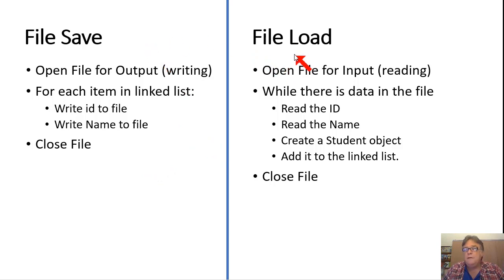For loading a file, we're going to open the file for input, which means you're going to read the file. And while there's still data in the file, we're going to read the student ID, read the student name. If there's other data as well to go along with the student, for example address and phone number and email address and all that sort of stuff, we'd read all that data in, read whatever we need to create a student object, and then create the student object, add that student object to the linked list or the array list or the queue or the stack, whatever you're dealing with, the data structure, the binary tree, whatever.